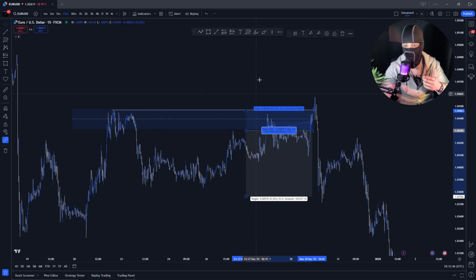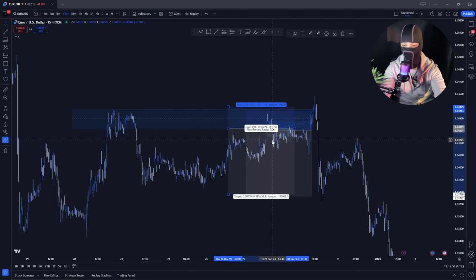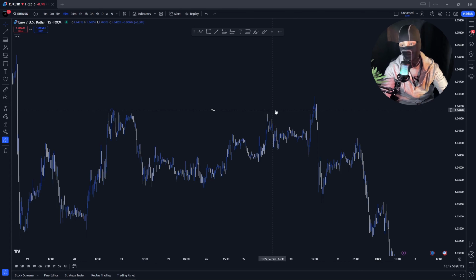This creates so much liquidity because their stop losses are all on the line. You guys can see they will all be entering sells and they will be putting their stop losses on this swing high above this level of resistance. So what does the market do? It takes them out of the trade.